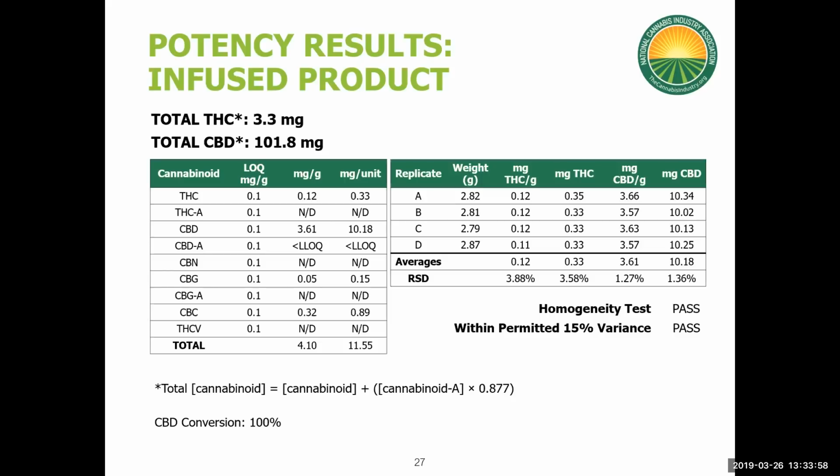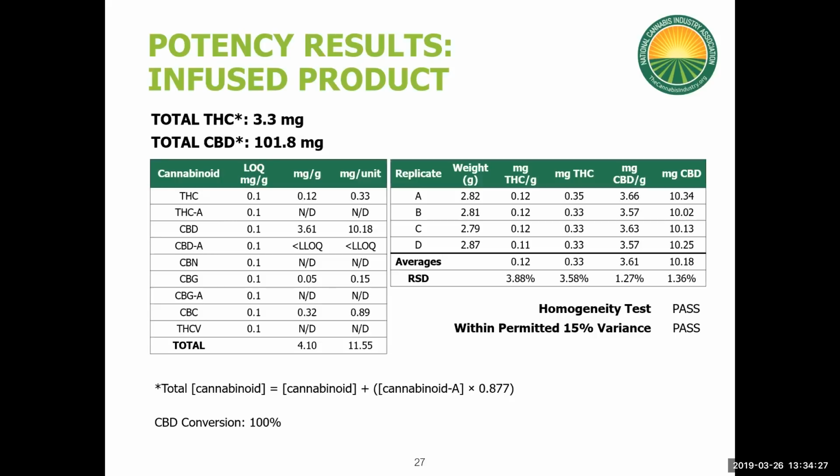So the homogeneity test is just performing the potency test on multiple servings. And in the lab, we call those replicates. So you can see here, we have 4 servings that we tested. We weighed them out and we determined what the milligrams of THC and CBD were in each piece. And then the way we determine if it passes homogeneity is to look at the relative standard deviation, which is the measurement of how similar each individual result is to each other. So in this case, this passes homogeneity testing.